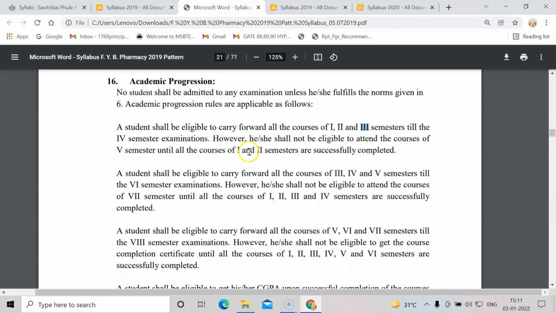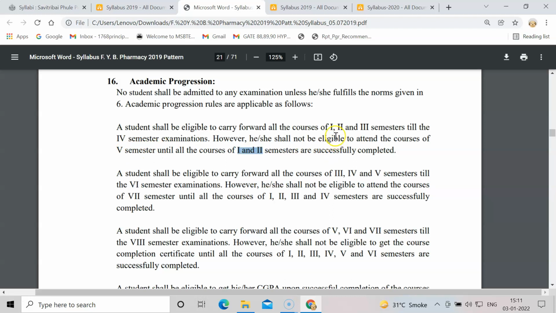If he is failing in the third semester or fourth semester, then he can attend fifth. Means the gap, see here, he will be carried forward. Means if he is failing in third, fourth, and fifth semester, then he will be allowed for 6th sem also, but he will not be allowed for 7th sem if any subject from the first sem, second sem, third sem and fourth sem is remaining. So you need to pass first sem and second sem to attend 5th semester.